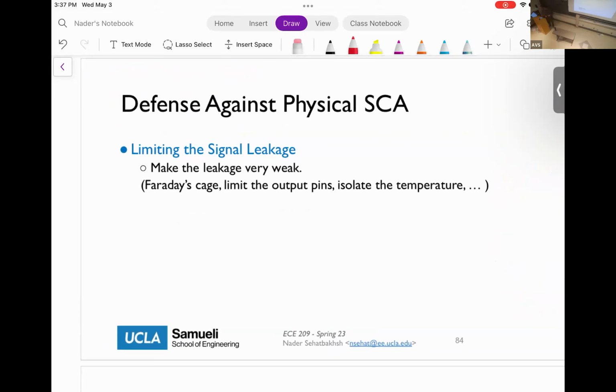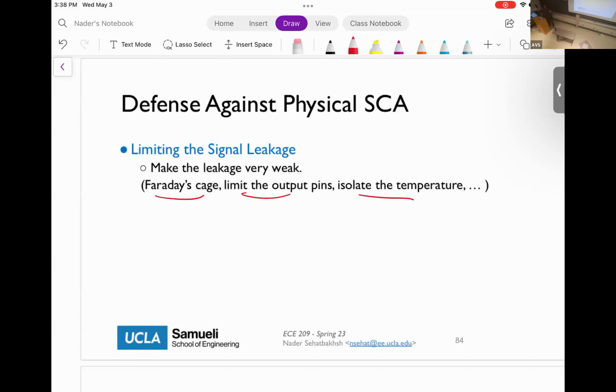The second one is, of course, you can make the leakage less and less, right? How do you do that? For example, Faraday cages are the most prevalent one. You put a metal layer around your device, and that blocks any sort of electromagnetic signals out of it. You can limit the output pins. You can isolate the temperature if the temperature is something that's been leaking. So any sort of thing that can help you with limiting the signal leakage could potentially help you with physical side channels. Just FYI, this is usually a little bit harder than you think. Either they come with lots of cost or they're just not very effective.